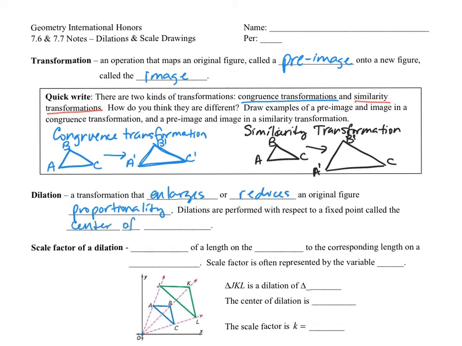Center of dilation. Now, anytime we have a dilation, there's going to be what's called a scale factor of dilation. That determines how much the figure, the pre-image, is either enlarged or reduced. The scale factor of dilation, we can find by taking the ratio of a length on the image to the corresponding length on the pre-image. Scale factor is often represented by the variable k.